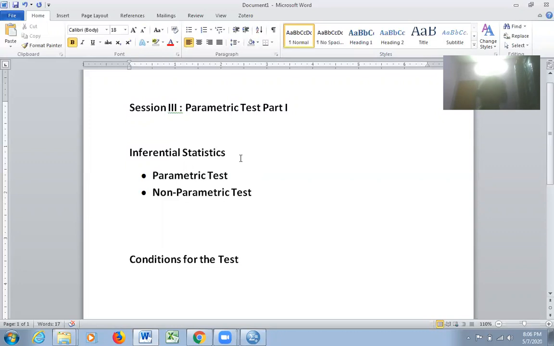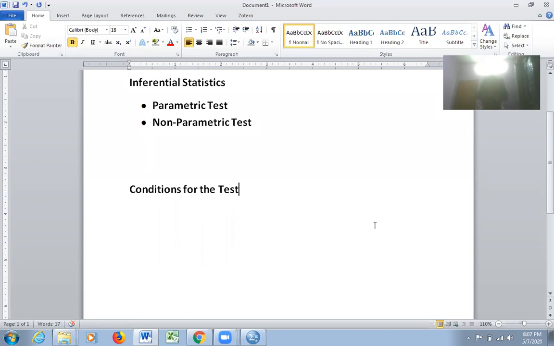How to conduct these inferential statistics to test the hypothesis? There are two categories of statistical tests. One is parametric and another is non-parametric. Both are fine, but there are some conditions that are to be fulfilled by the data so that you can decide whether you want to conduct parametric or non-parametric. If you want to conduct a parametric test, what are the conditions the data should fulfill?